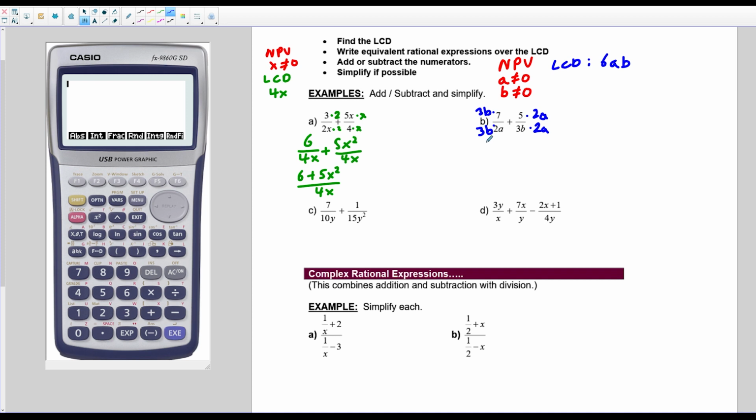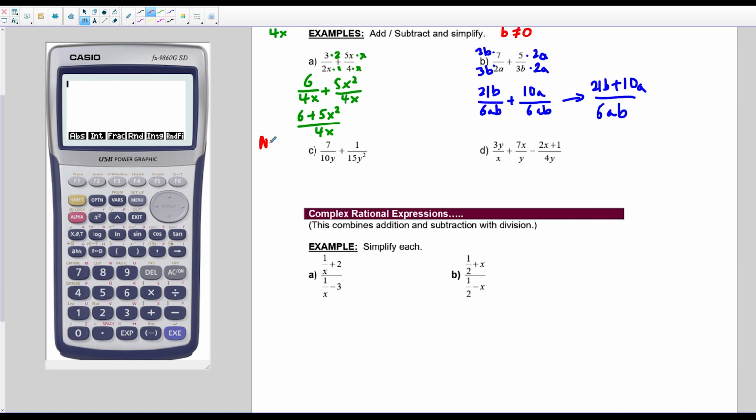So here I'm left with 3b times 7 gives me 21b. And this is all over 6ab plus 10a over 6ab. And now because I have the same denominator, it's all over 6ab. And I add 21b plus 10a.